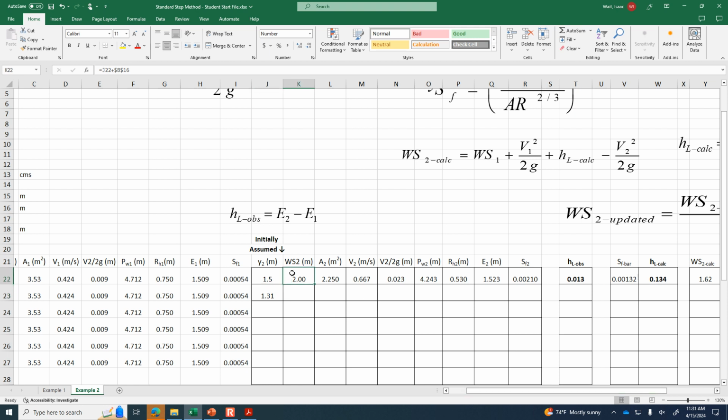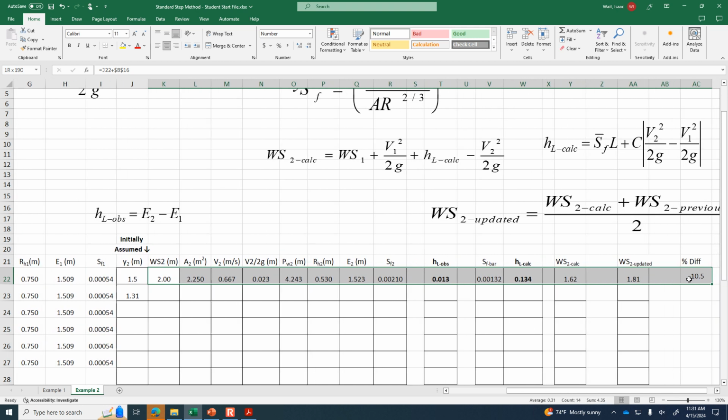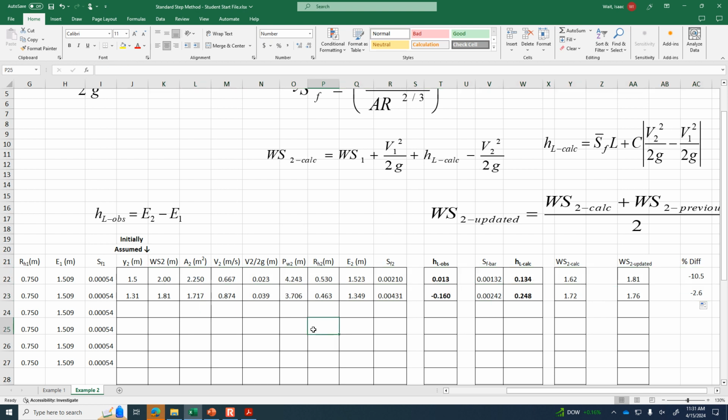Now, I think what we can do is just highlight everything and drag it down a row. And as long as things were properly anchored, we should see that things are headed in the right direction, although it is strange to see the observed head loss be negative. I'm not sure what to make of that. Well, let's just see where this goes.